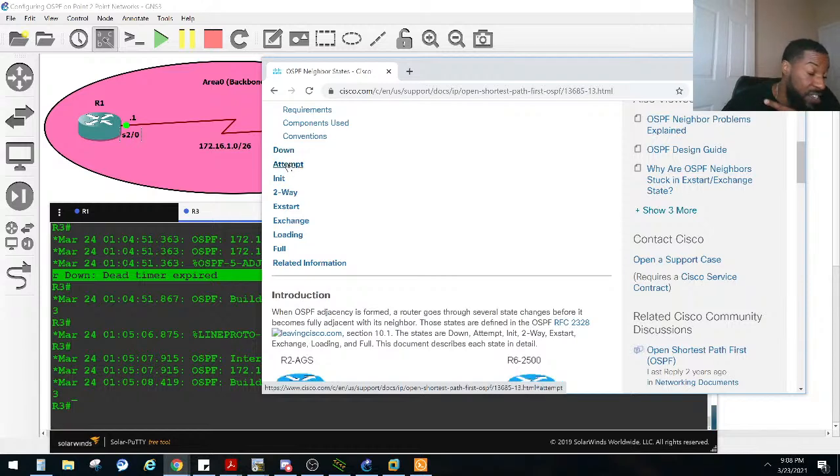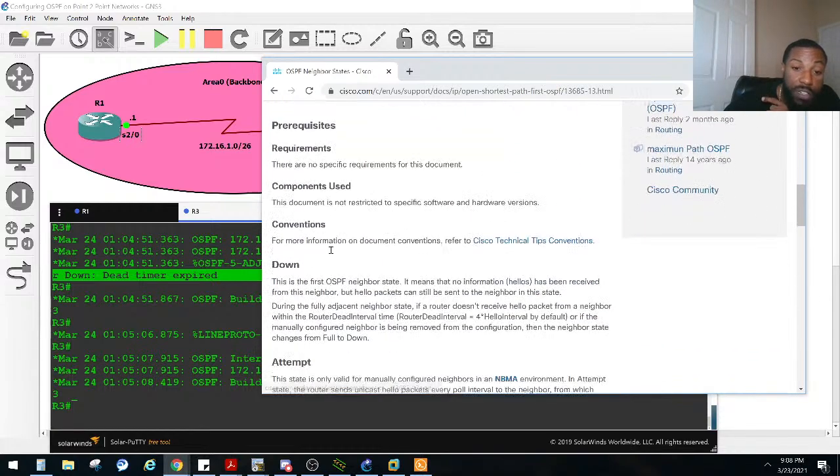Then you make an attempt to see if he is actually an OSPF neighbor, or if he has any interfaces that are participating in OSPF. And then after that, you initialize an OSPF relationship, right? Here's the definitions right here.